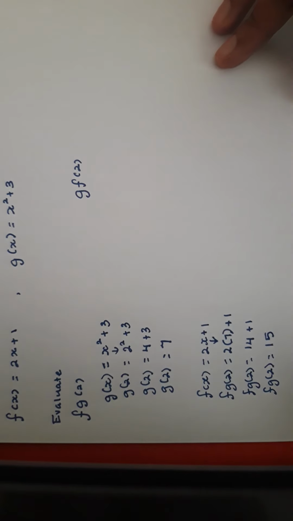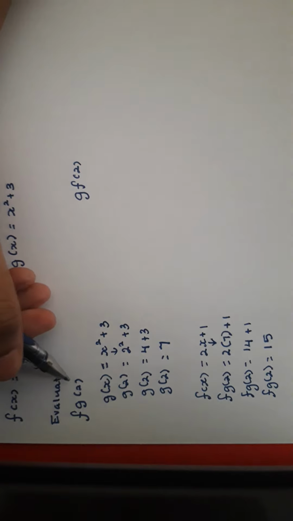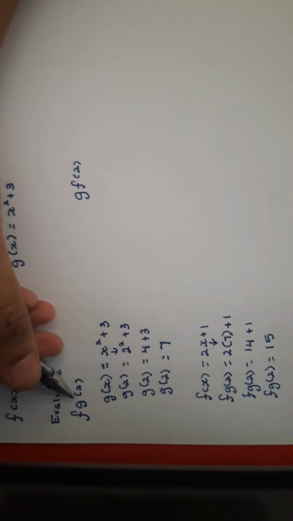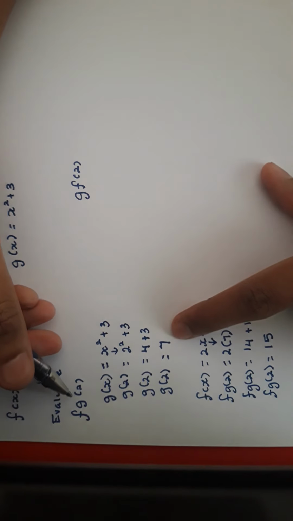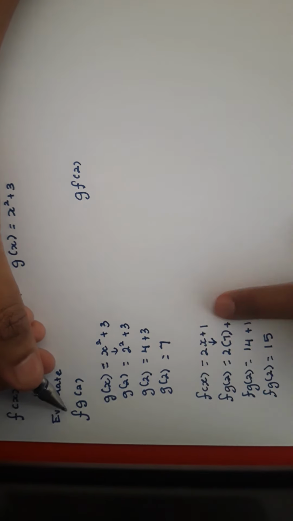So essentially, to obtain fg of 2, we put our value into the function closer to it, which was g, obtained that value, and then placed it into our second function, the f function.